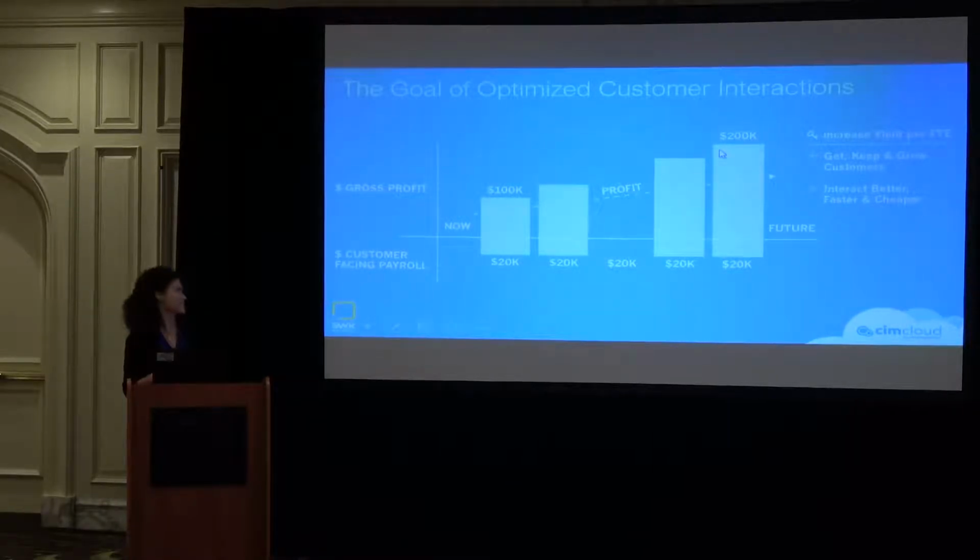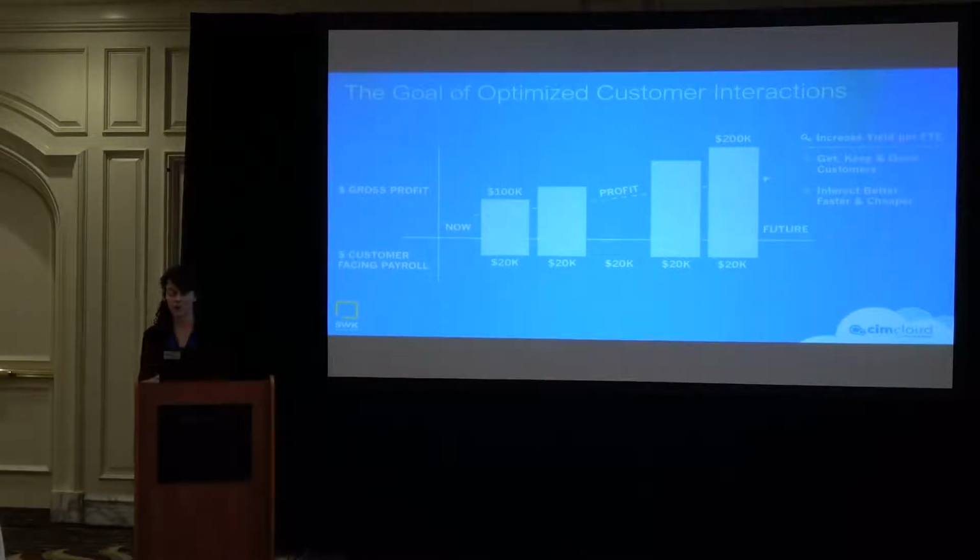So the goal of customer interaction management software is simple. It is to optimize customer interactions. So why would you want to do that? To increase your yield per full-time employee. So simply put, you want to increase your revenue by getting, keeping, growing customers, and you want to make sure your profit margins are increasing as you're doing that too. And in order to do that, you have to interact better, faster, and cheaper, aka ensuring that that customer payroll is not increasing at the same rate your revenue is.